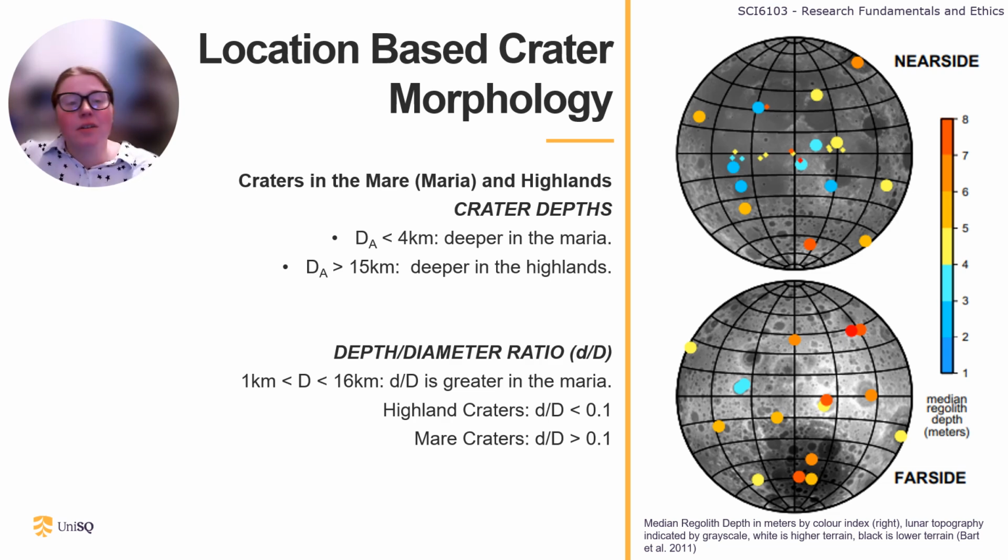Now, let's discuss the varying crater morphologies based on location. The darker areas of the moon that we see with the naked eye are called the lunar maria, and the lighter regions are called the lunar highlands. There are distinct differences in crater morphologies in the Maria and in the highlands.